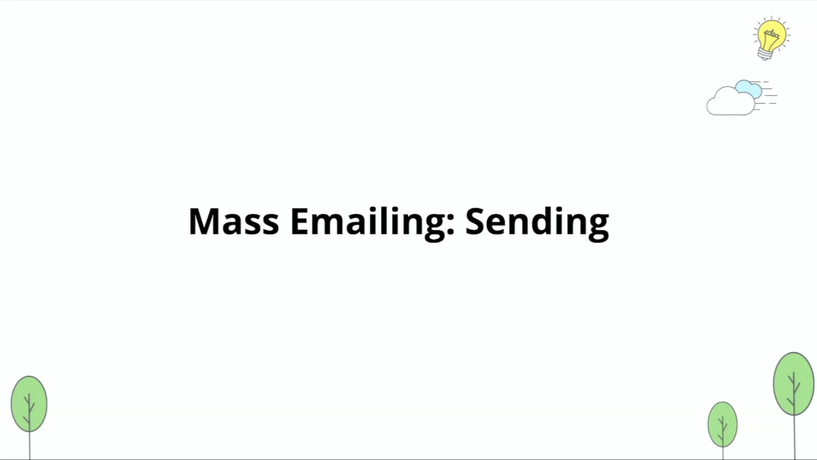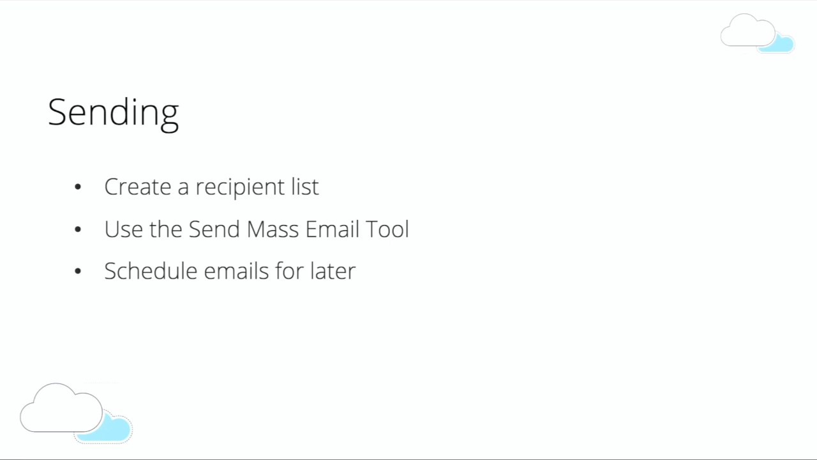Okay. And then related to the mass emailing is the sending side of it. When you are in your leads module, for example, you can go in and select random people, or you can say select all, send mass email, and choose your email template and push it out. That is one way you can do it.